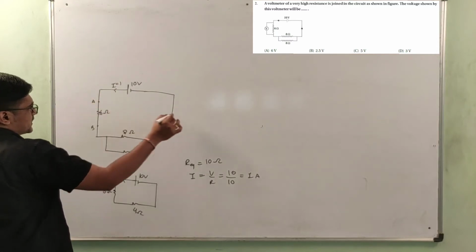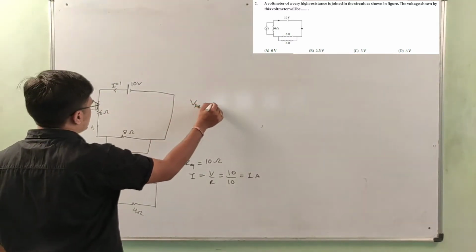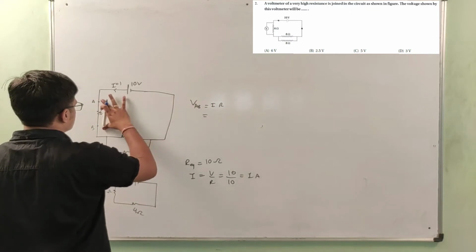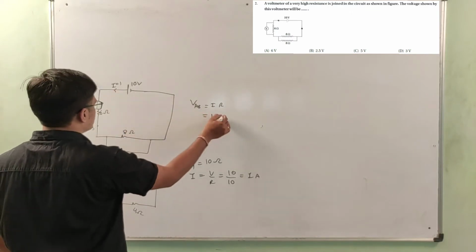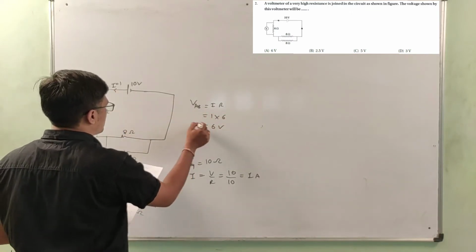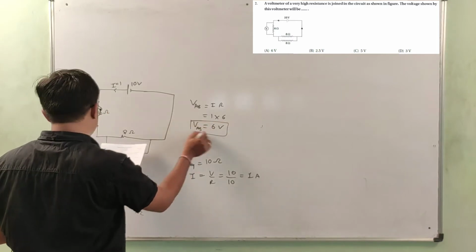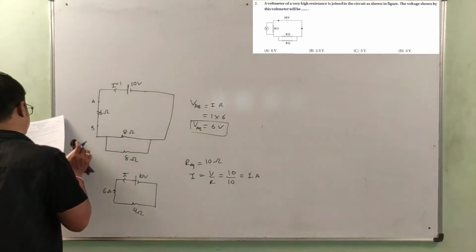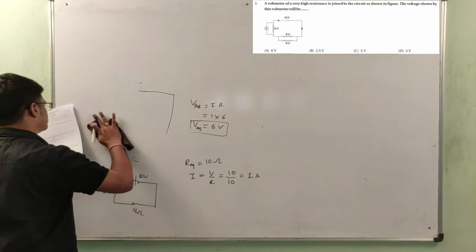So the potential difference between 2 points A and B is equal to I into R. Current flowing between A and B is 1 ampere and resistance is 6 ohm. So 6 volt is the potential difference between 2 points A and B. So A is our answer.